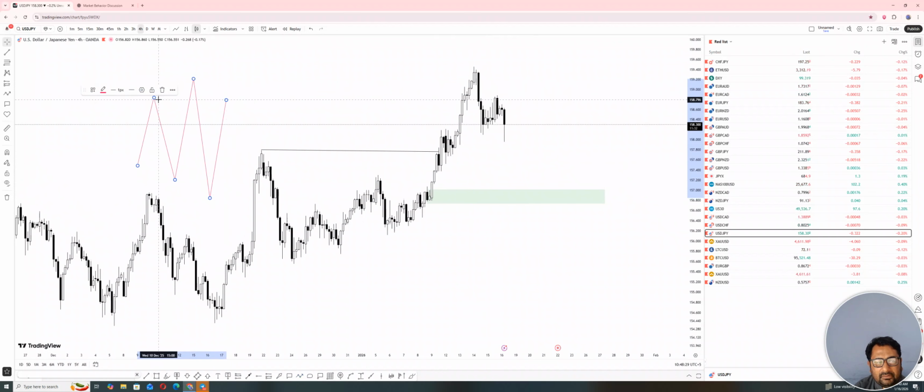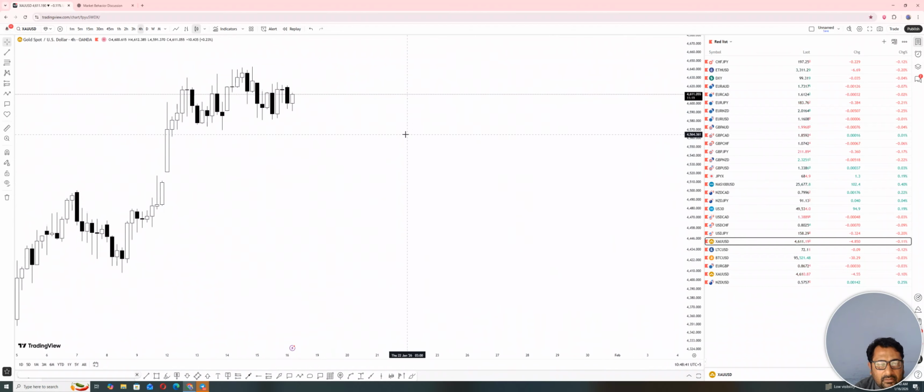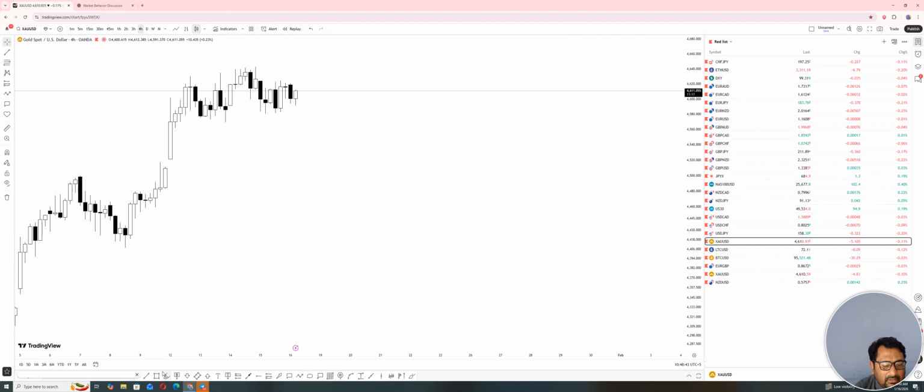Now you can see the simple pattern we work on: market stop hunt, market change of character, market retests the order block, then we will take the trade. But here there is no confirmation like this. And we have gold, and now you can see gold is in a range.